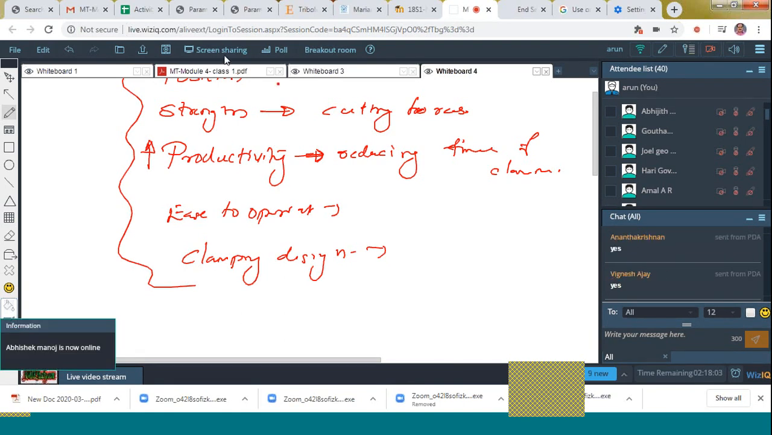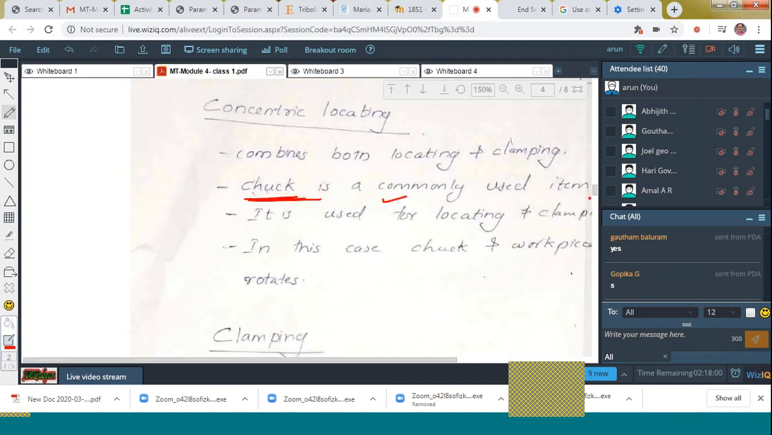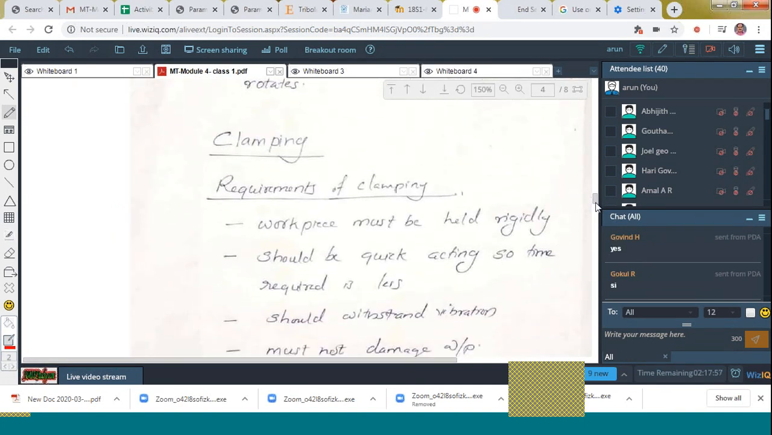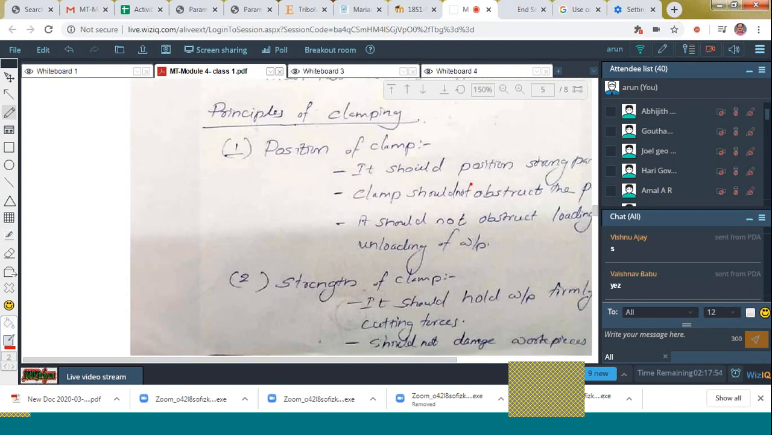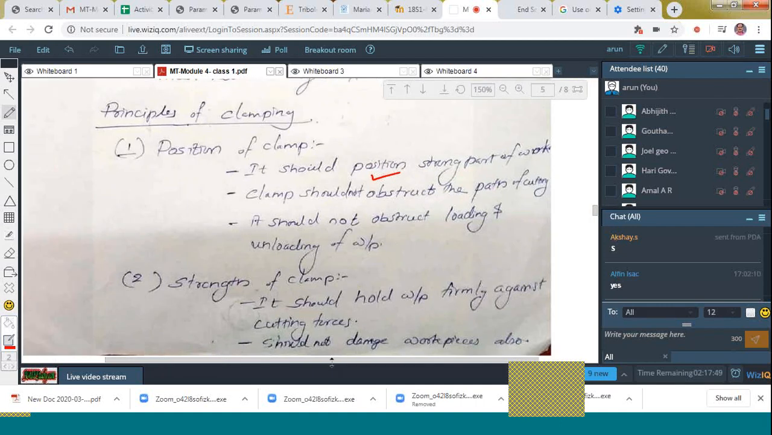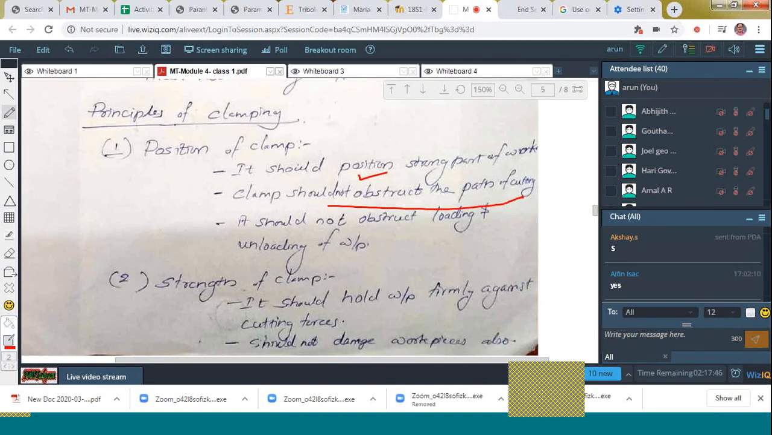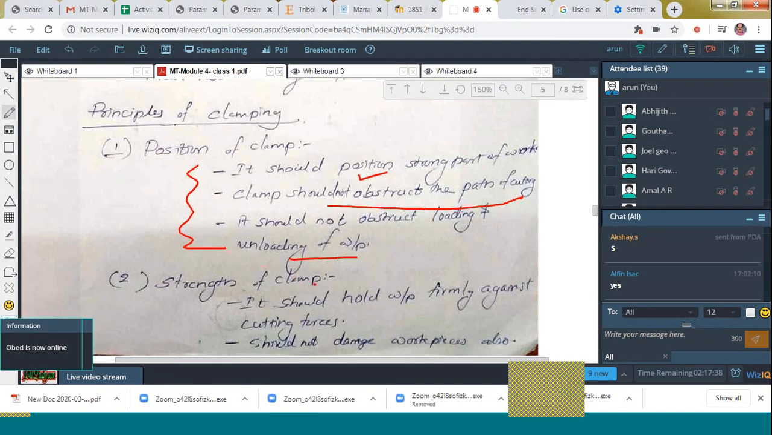Okay, let's see the note. Requirements of clamping. See here, the position of the clamping. It should position the strong pieces. The clamp should not obstruct the path of cutting. It should not obstruct the loading and unloading of the workpiece. That way you have to position the clamp. Next is strength of the clamp. It should hold the workpiece firmly against the cutting forces. One more thing: it should not damage the workpiece. Don't make any impressions on the surface of the workpiece by means of this clamp.